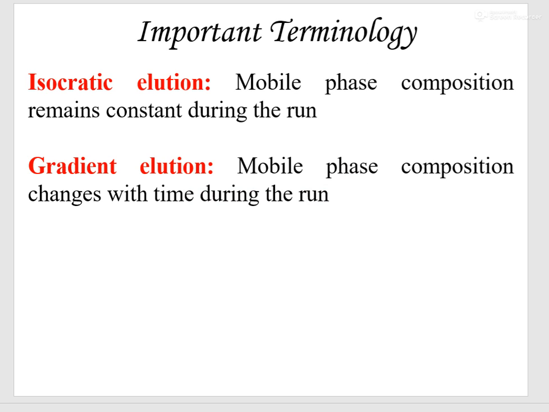Now coming to what is isocratic elution. In isocratic elution, mobile phase composition remains constant throughout the run. It will not change. And what is gradient elution? The mobile phase composition changes with time during the run. Means in gradient elution there will be a change in polarity of your mobile phase with respect to time.